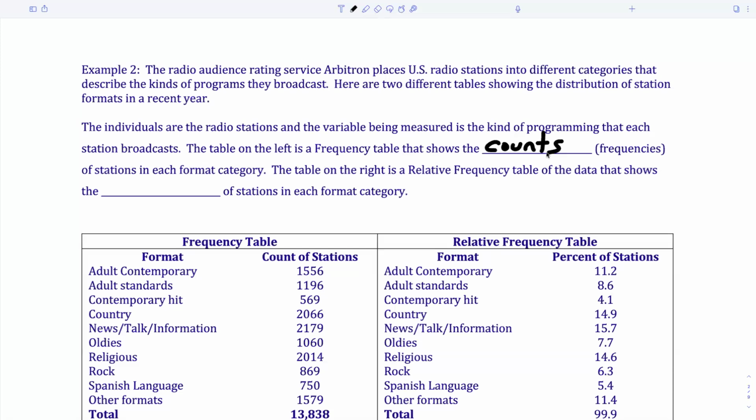The table on the right is a relative frequency table of the data that shows the percents of the stations in each format.